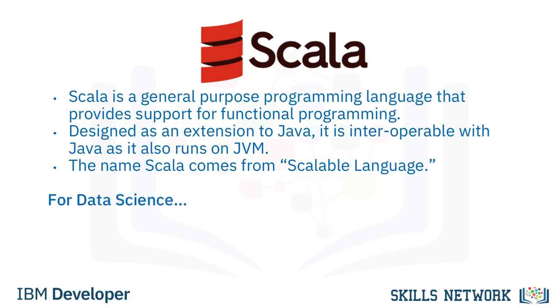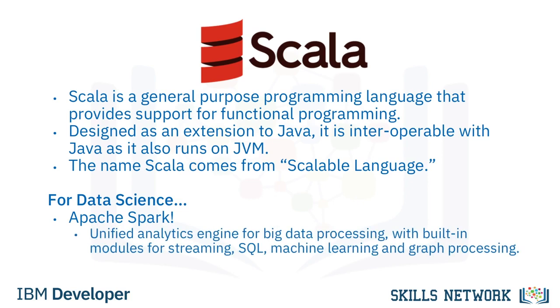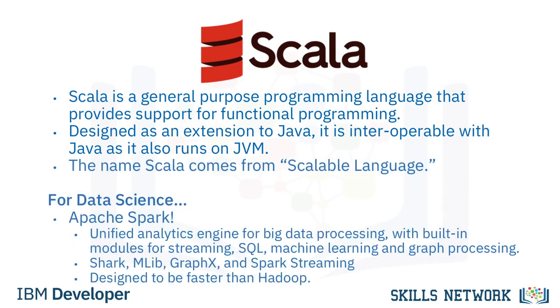For data science, the most popular program built using Scala is Apache Spark. Spark is a fast and general-purpose cluster computing system. It provides APIs that make parallel jobs easy to write, and an optimized engine that supports general computation graphs. Spark includes Shark, which is a query engine, ML-lib for machine learning, GraphX for graph processing, and Spark Streaming. Apache Spark was designed to be faster than Hadoop.